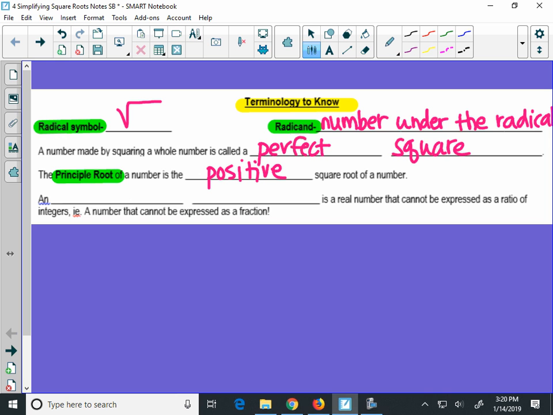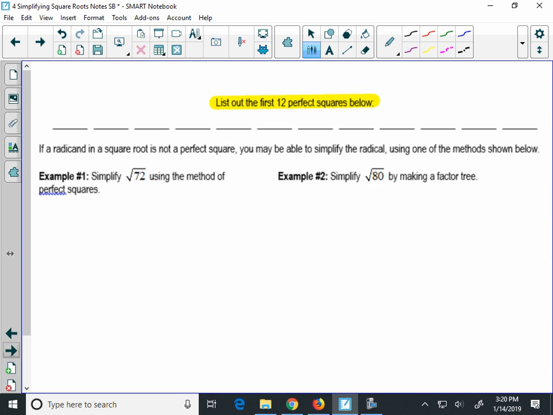And finally, an irrational number. We talked about these in the last lesson. An irrational number is a real number that cannot be represented as a fraction. So let's jump into what we're going to work on here. We need to know perfect squares in order to simplify square roots with the method I'm going to teach you. You need to know the first 12 perfect squares. You should know what they are and how to find them by sight.